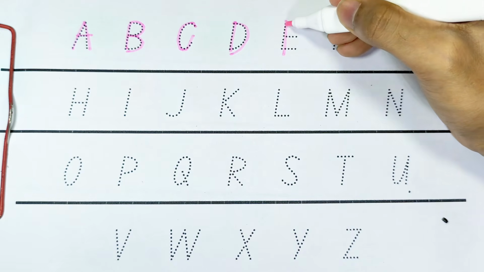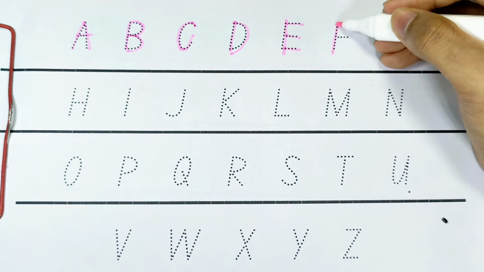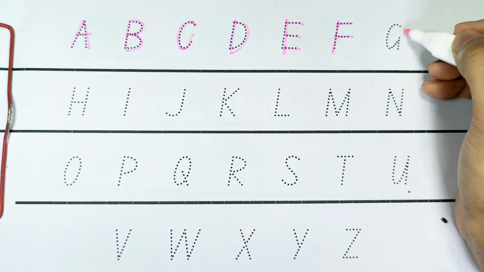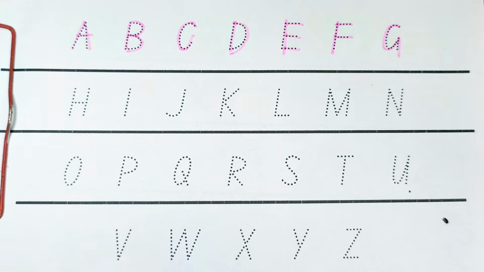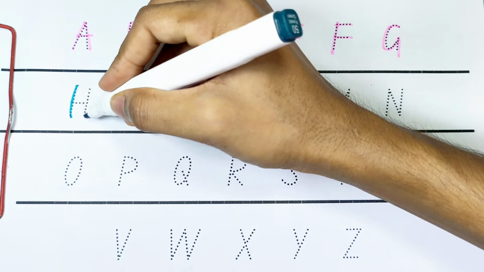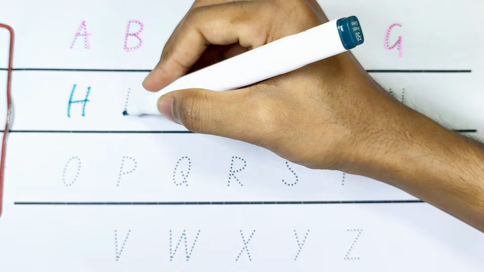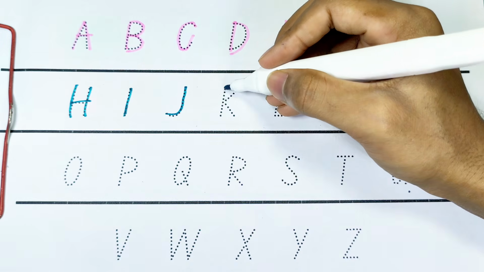E for elephant. The next one is F. F for fish, F. The next one is G. G for God, G. Forest green color. H for hand, H. I for eyes, I. J for jackfruit, J.